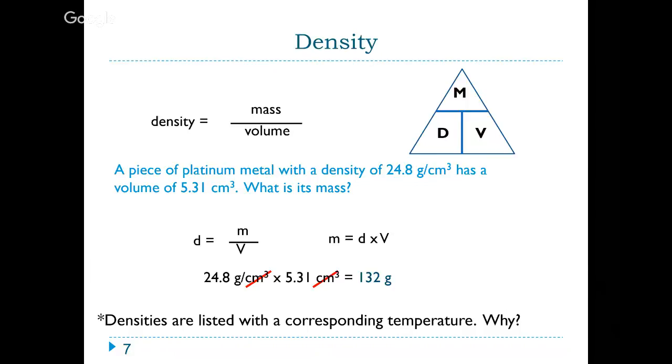So water changes density. As it freezes, around 4 degrees Celsius, it actually starts to expand, which is quite odd because most substances, when they get colder, they contract. So water is very special in that aspect. So all densities are going to be listed with a temperature because the volume can be changed based on temperature. So basically, your density can change based on temperature.